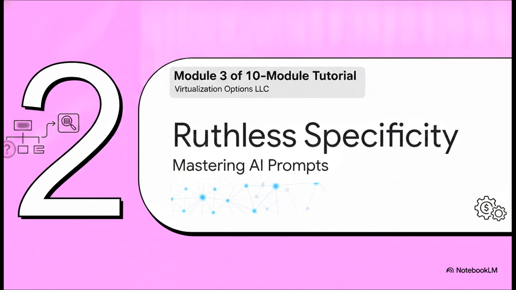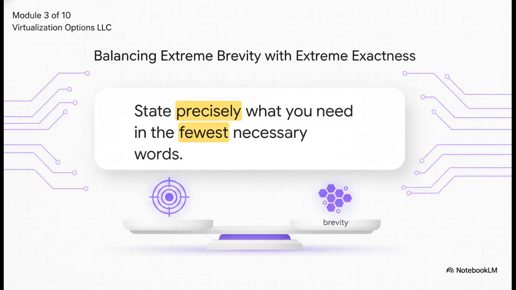Which brings us to Section 2 and our main strategy for today, mastering ruthless specificity. This is the big mindset shift you need for cost-effective AI interactions. If there's one minimization technique you take away, it's this idea of ruthless specificity. When you sit down at your keyboard, you simply cannot treat the AI like a coworker who can read between the lines. Instead of vaguely describing your problem and crossing your fingers, you have to state precisely what you need in the fewest necessary words. It's a real balancing act, combining extreme brevity with extreme exactness.